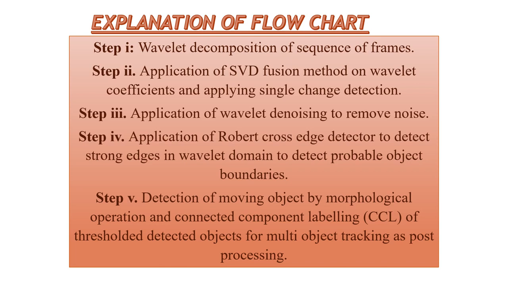After the computation of fused frame F, single change detection is applied by subtracting F from the current frame. Then denoising operation is applied to prevent any kind of inconsistencies. In step 4, Robert cross edge detector is applied to detect strong edges in the wavelet domain, which detects probable object boundaries. It is the simplest method which gives good gradient response to detect boundaries of the changed intensity due to motion. Finally, post-processing is done by applying morphological operations which is required to close disconnected edges. Disconnected edges may be formed due to non-ideal segmentation process.